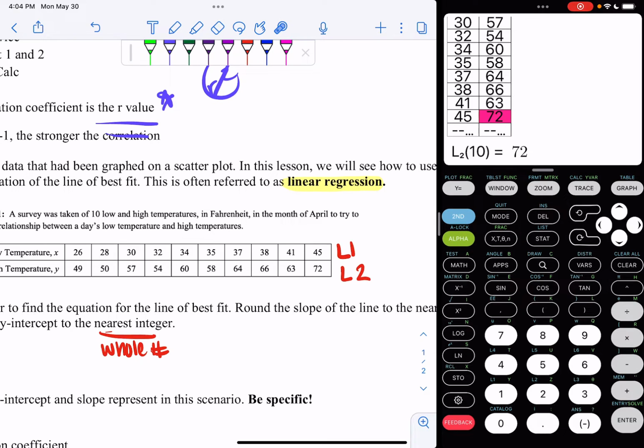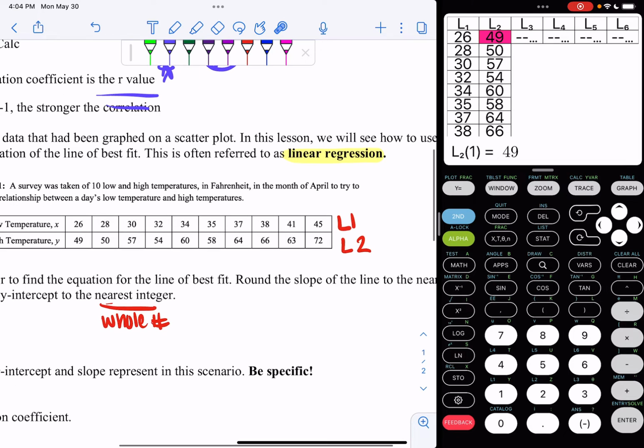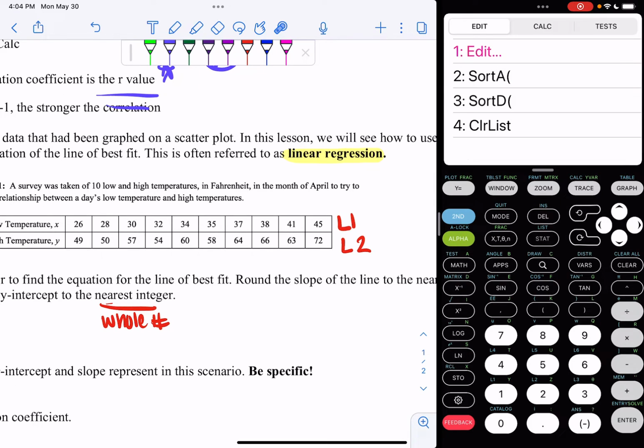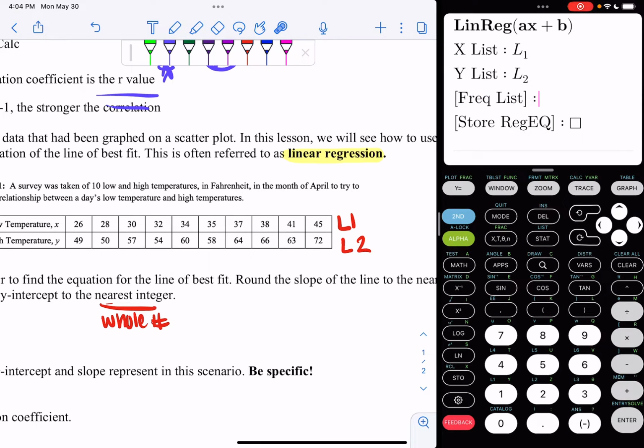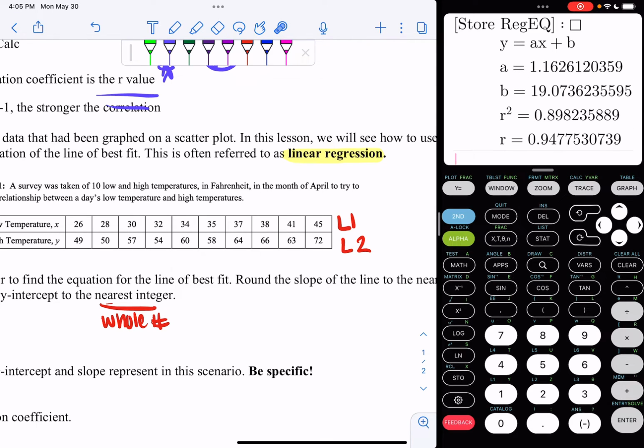So if I look, I have all my data nice and easy. So like I have 45, 72, and then I even have 26 and 49. So all my data is nice and perfect. So now what we do is we hit stat again, we scroll to the right, and we scroll down until we see linear regression, which in Calc 8.4 is number 4. I then hit enter, and I keep on hitting enter, and then boom, all this information comes out.